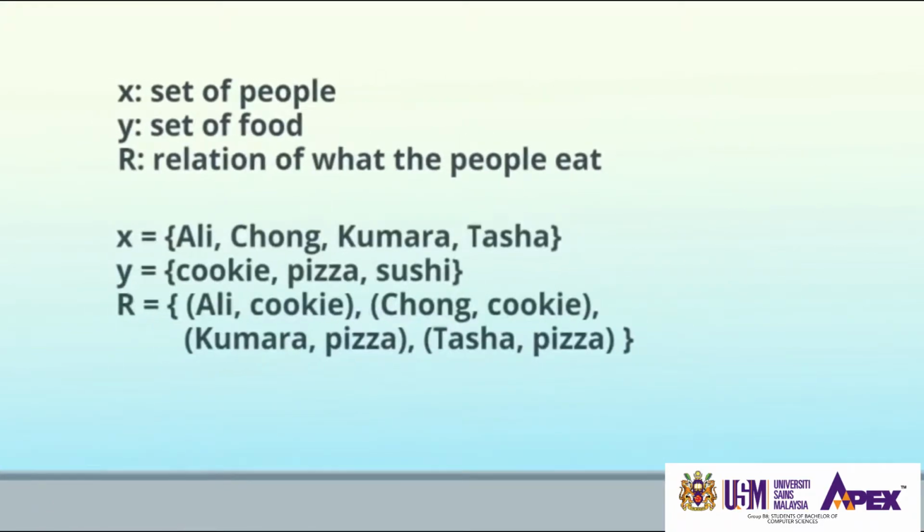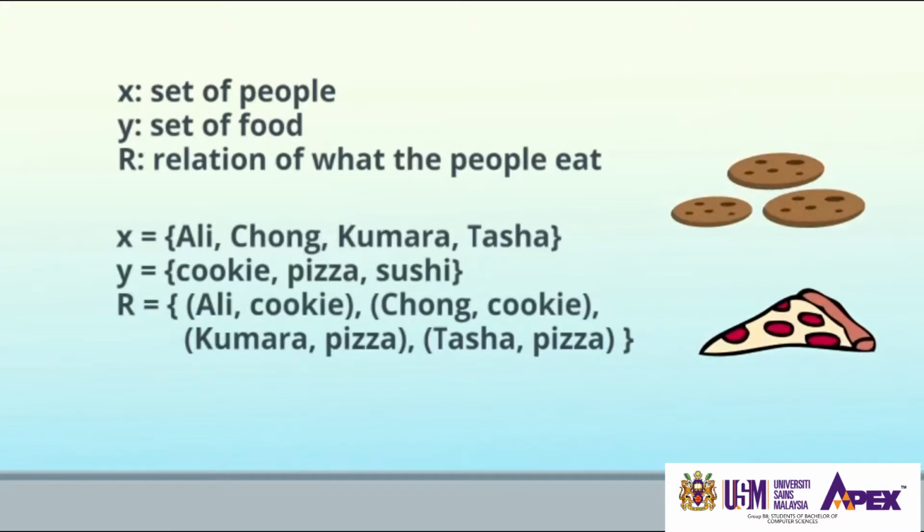Here is an example to help you further understand. R is the relation of what the people eat. We understand that Ali, Chong, Kumara, and Tasha ate cookie and pizza but not sushi.